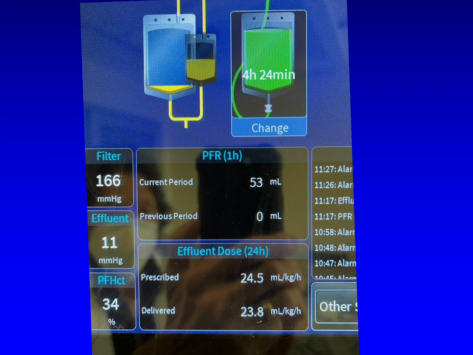The standard formula that we use for deciding how much ultrafiltrate needs to be pulled out of the patient in order to get their blood clean enough is usually about 25 mLs per kilo per hour. And this is called the effluent dose, the rate at which ultrafiltrate is pulled out. Now notice here that you have a prescribed and a delivered dose, and neither one is exactly 25 mLs per kilo per hour. And the reason for that is that there are all kinds of other ins and outs for each patient in addition to what's happening with the CVVH.